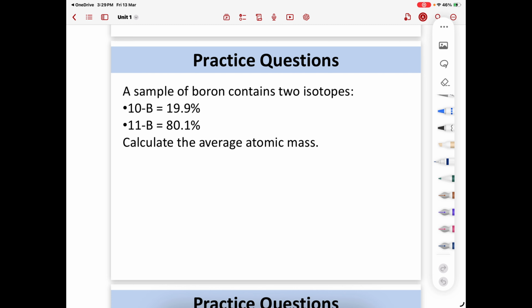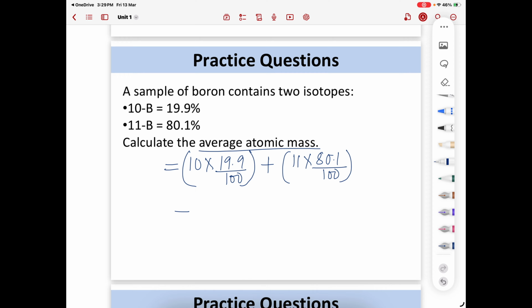All right, let's check your answer. A sample of boron contains two isotopes. Calculate the relative atomic mass. So the average atomic mass, how will we calculate it? It is equal to 10 times 19.9 divided by 100, plus isotope 2, 11 times 80.1 divided by 100. I want all of you to pause the video and get the calculations done.